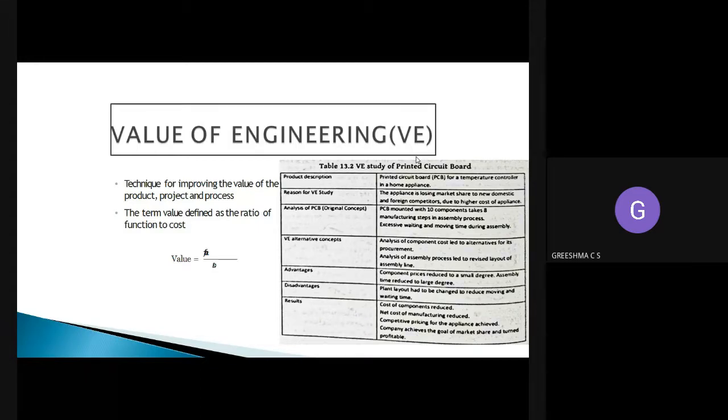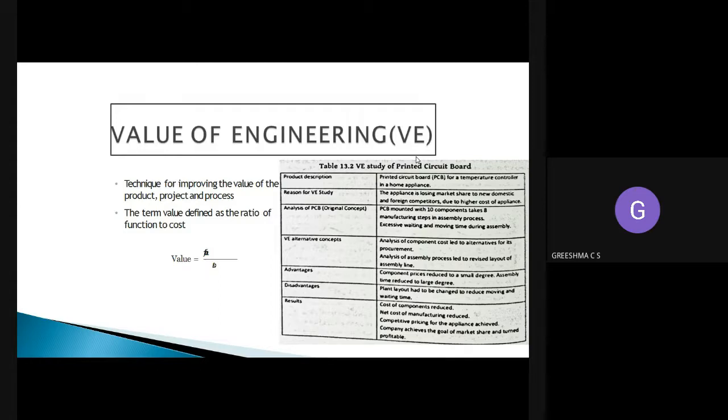Okay, for example, a printed circuit board, that is PCB. So how will you see the value engineering of a printed circuit board? Okay, so first of all, you will study the product description of the printed circuit board. So what do you mean by PCB? PCB is an instrument which is used as a temperature controller. Okay, PCB is an instrument that is used to control temperature in your home.